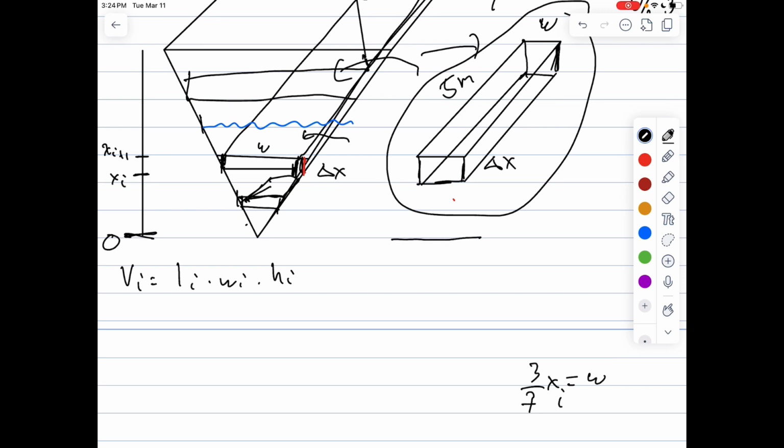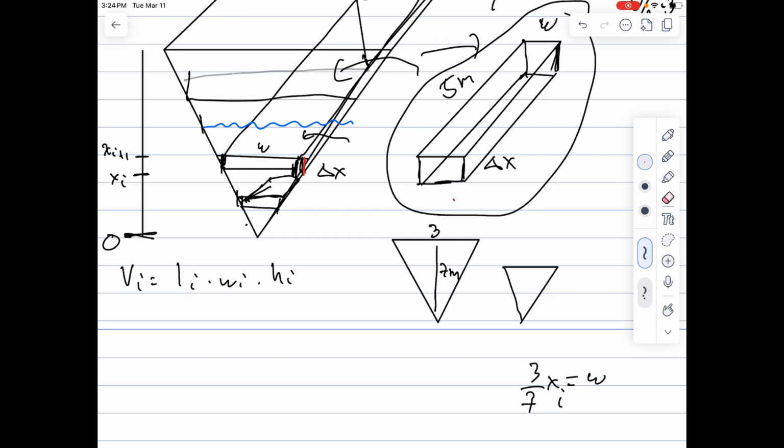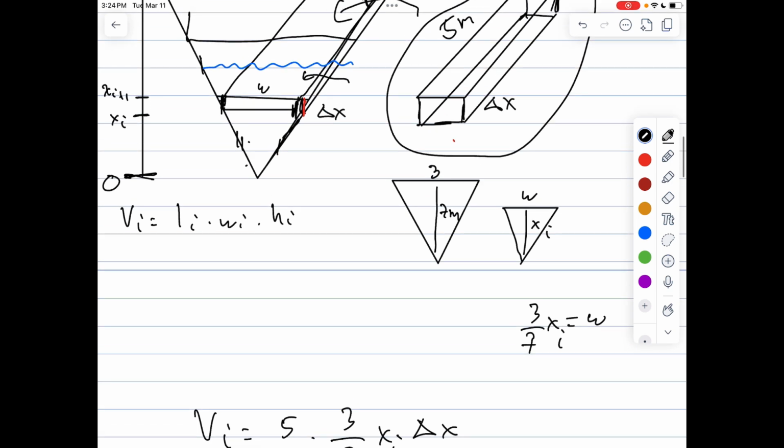Well, what you want to use is things that you have at your disposal. And one thing you have is similar triangles. If you took the triangle that makes the face of this trough, this is 3 meters and this is 7 for height. If you took that piece of lumber I'm focusing on, this piece would have some width W and some height x from the bottom, or x sub i here. Okay? These triangles are similar, and you would have 3:7 as W is to x sub i, or 3/7 x sub i equals W.